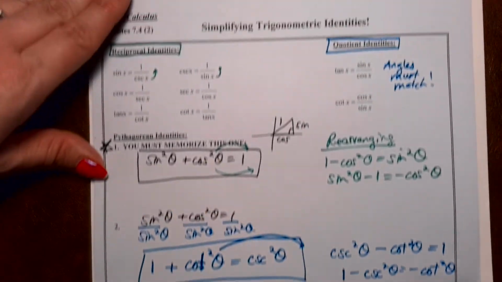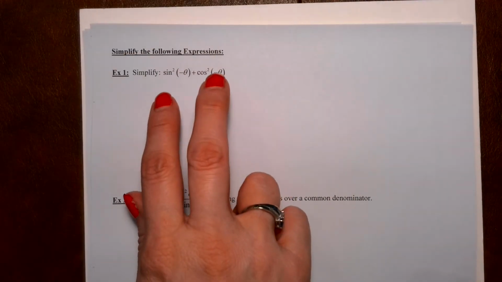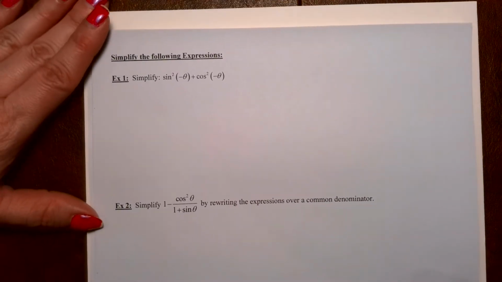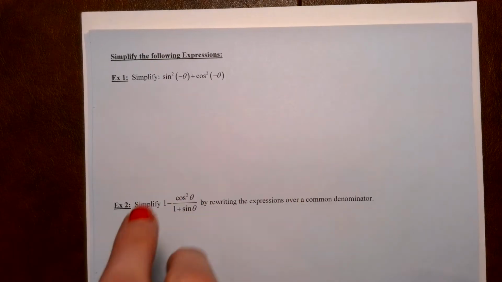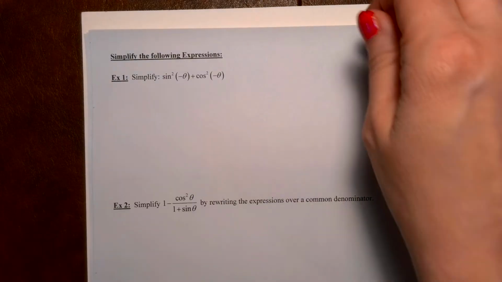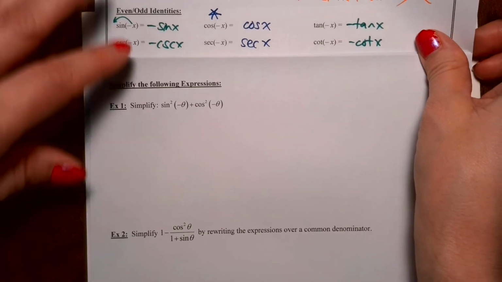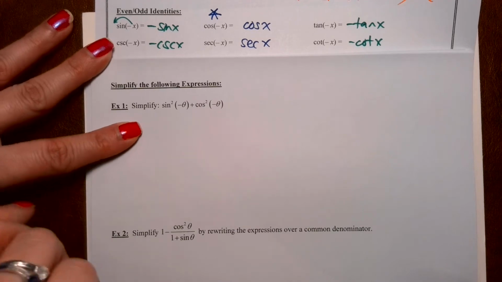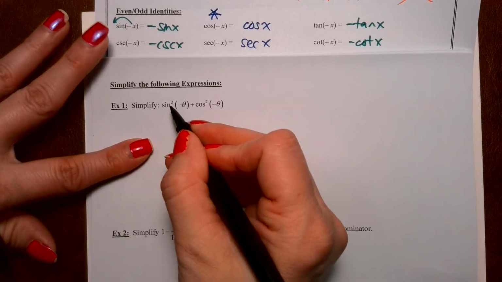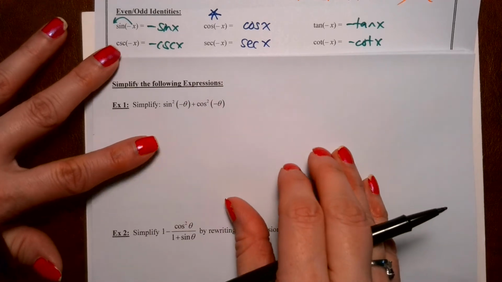Okay, that was a great review because we need to know all that in order to simplify some things. So let's start with this first one here. First thing I notice is their angles are negatives. So I think we definitely are going to be using some of these even odd identities. Let's just put them here. Except this is sine squared. So what this is essentially is a sine times another sine. Let's go ahead and break that down for you.